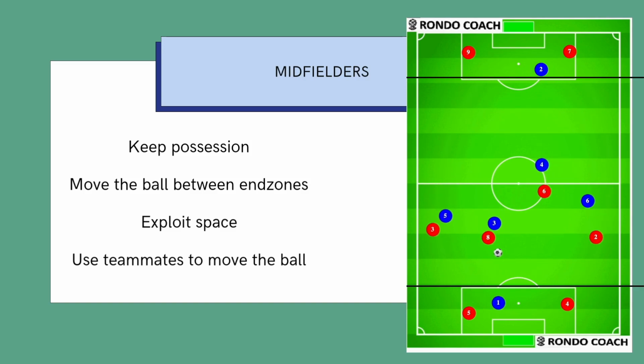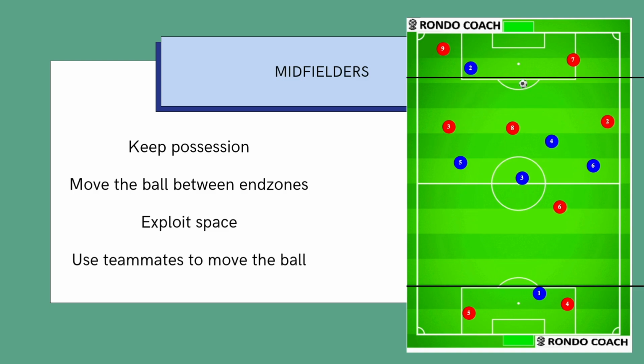I leave only 2 players in each end zone and give numerical advantage to the attacking team, but full freedom of movement to the defending team. It's a great way for them to understand the flow of the game.